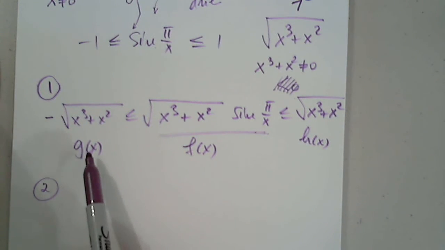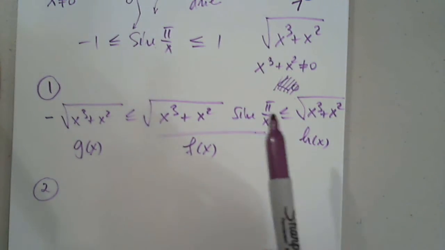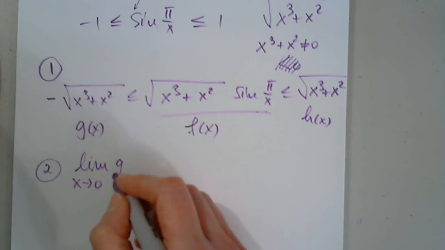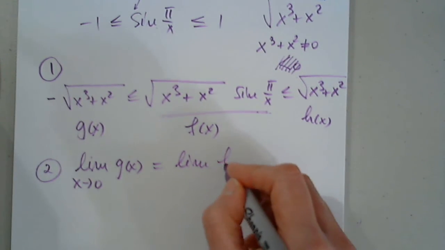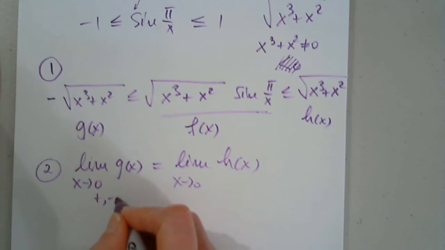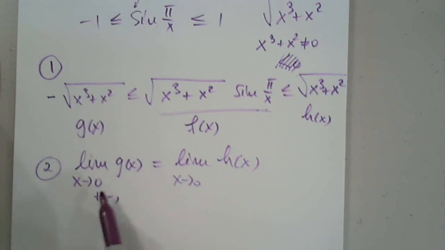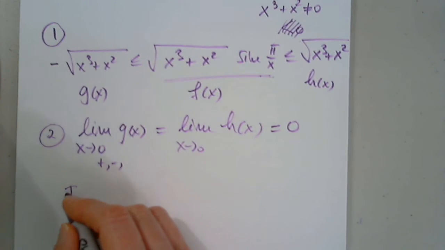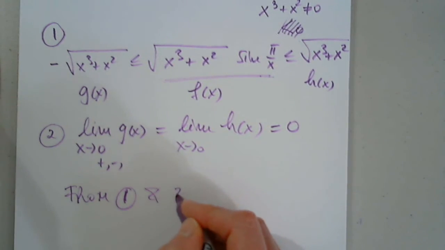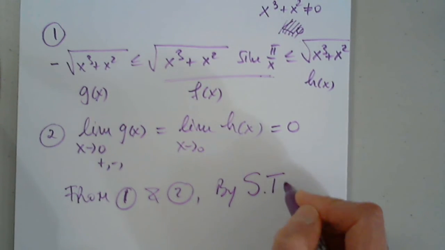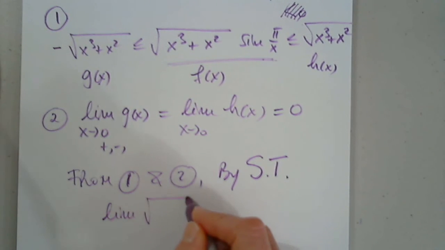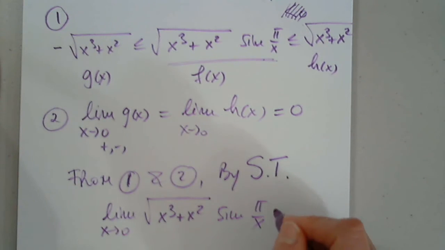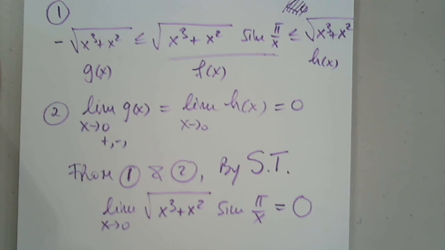In step number 2, I have to find the limit of g of x when x approaches 0, either side, left, right, it doesn't matter, and this and this. So I show that the limit as x approaches 0 of g of x will equal the limit of h of x as x approaches 0. Again, positive, negative, either side, it doesn't matter. Both exist, and both are equal, and they're equal to 0. Therefore, from 1 and 2, by the squeeze theorem, I conclude the limit of the square root of x cubed plus x squared times sine of pi over x as x approaches 0 is indeed 0. By the squeeze theorem.